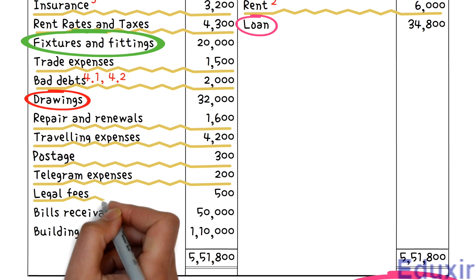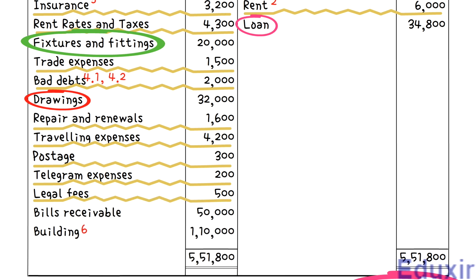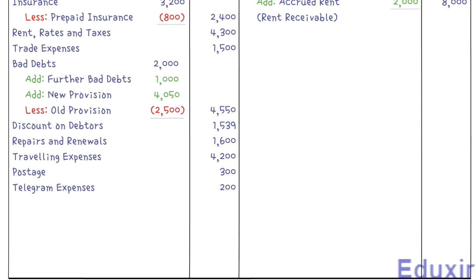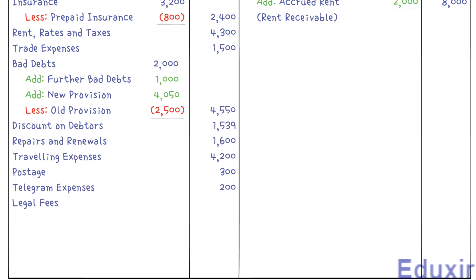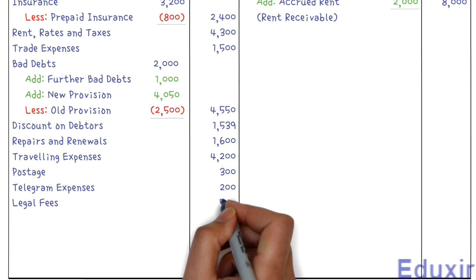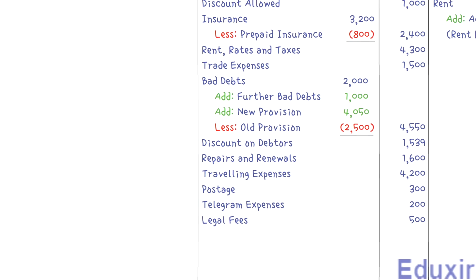The next balance is related to legal fees that has a balance of 500 rupees. Just like the previous balance, this is also an expense balance and it should be posted in the profit and loss account. Let's first write legal fees into the expenses column on the debit side of the profit and loss account. Let's then write the corresponding legal fees expenses amount of 500 rupees into the amount column. With that, we have completed the posting of the legal fees related posting into the profit and loss account.